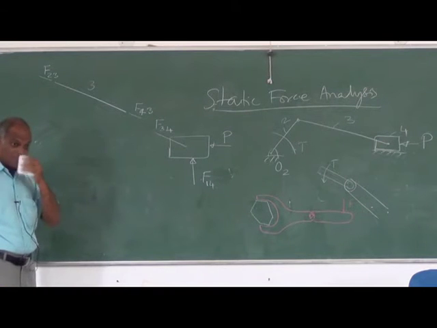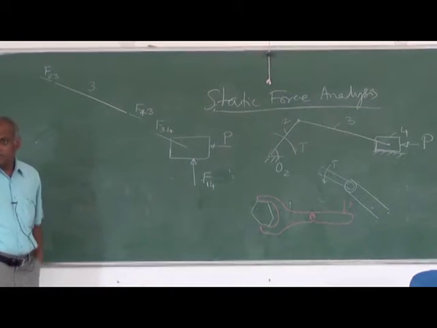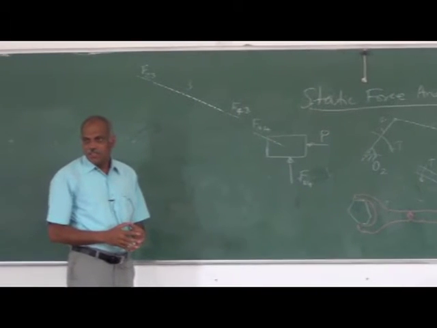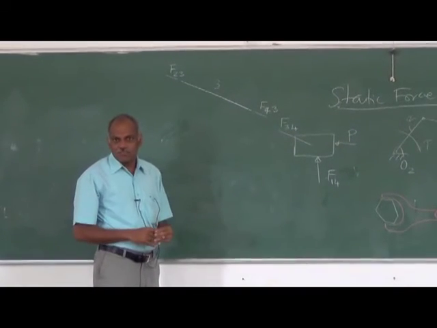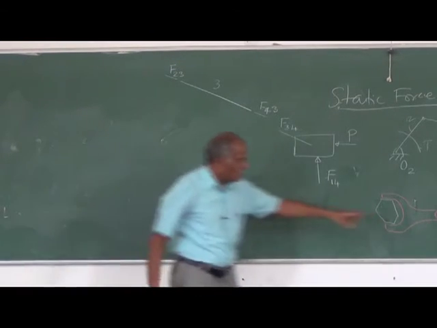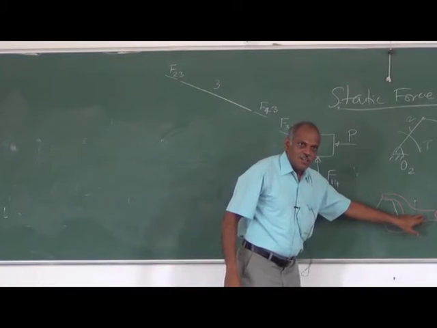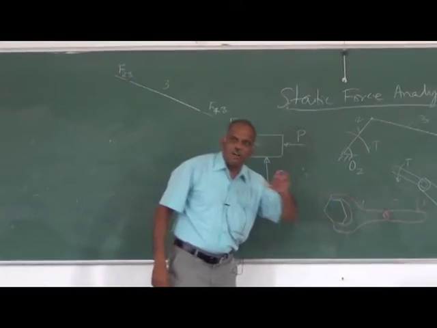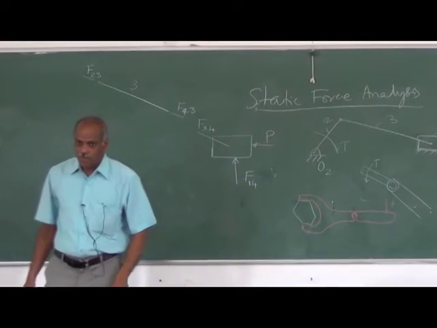You have any doubt? This is simple, but if you skip this, you may be confused later. So the idea is, wherever revolute joint is there, like here, only forces can be transmitted, not moments. Okay?